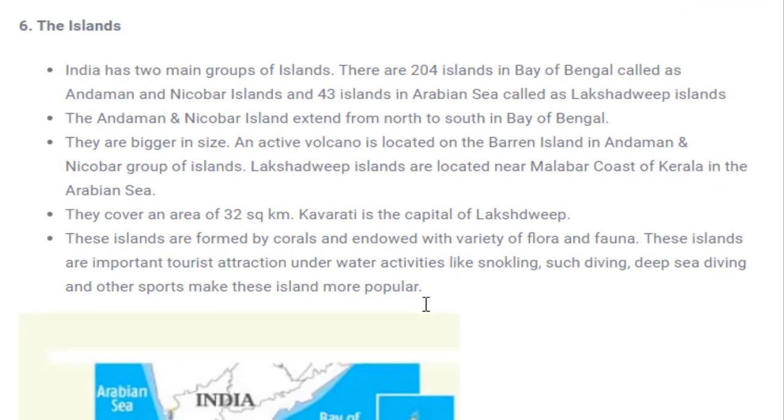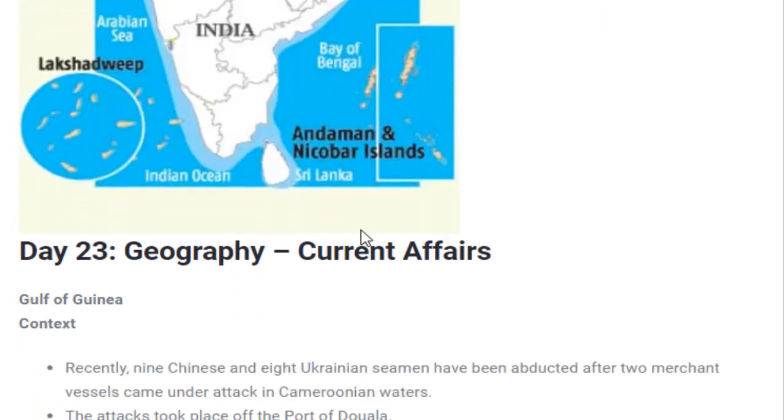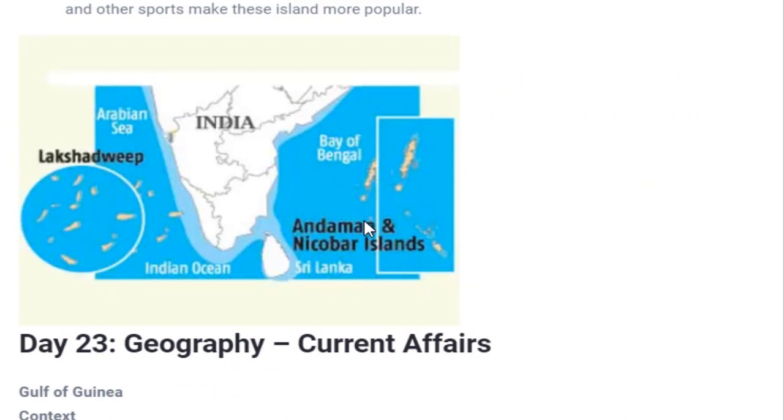The last topic that we are going to study today is the islands. We have two groups of islands. It's not actually a single island in the country, this is a group of islands. So there are two groups of islands which are part of the country. Those are the Andaman and Nicobar Islands, which lie in the eastern part in the Bay of Bengal, and the other is the Lakshadweep Islands, which lie in the western part in the Arabian Sea.